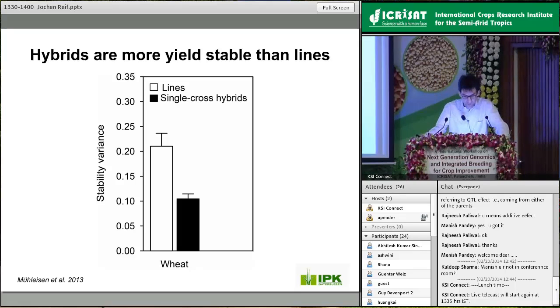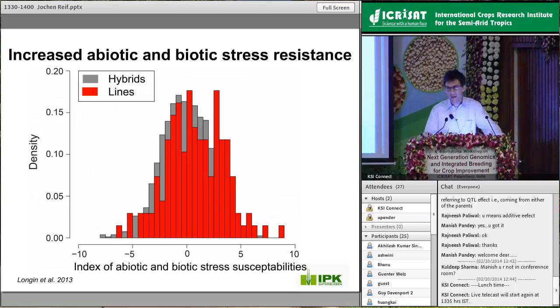And we observed for wheat a very clear picture that the yield stability was much higher and the stability variance was lower for the single cross hybrids in contrast to the parental inbred lines. So the conclusion is we observe also the huge advantage of hybrids as compared to line varieties of a higher yield stability. Next point we addressed is whether hybrids possess also an increased abiotic and biotic stress resistance.